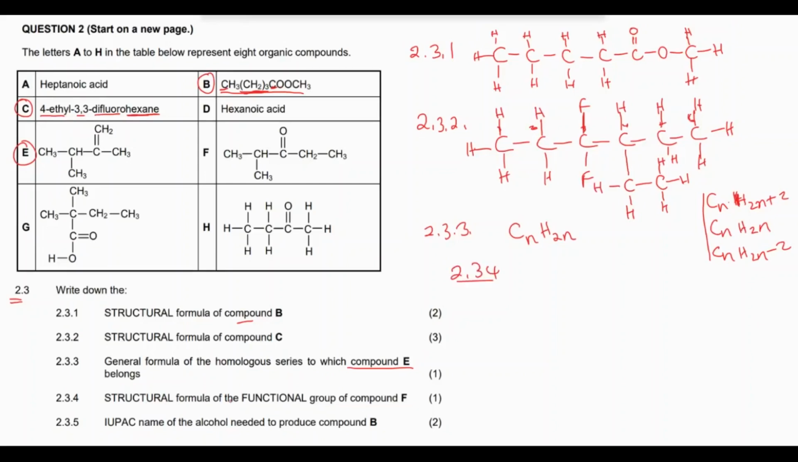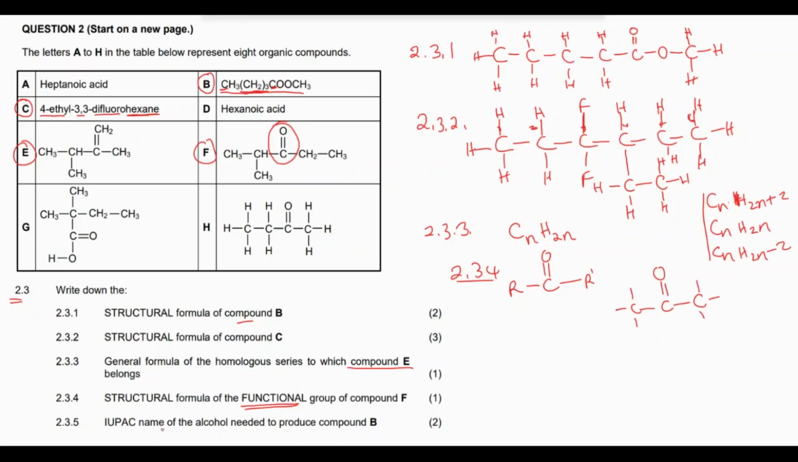What is the structural formula of the functional group of compound F? So what do we have here? We have this. So what is that? That's a ketone. We can write that as the functional group. And then that is the ketone there. Then you can put R there, and then another R there. Or even if you write it like this, that is still okay. Right. That is the functional group of compound F.